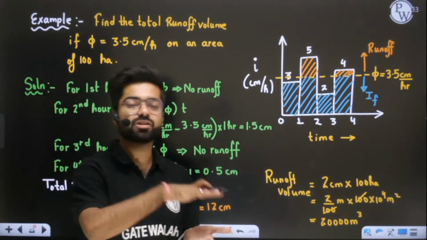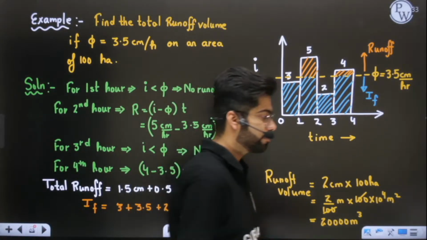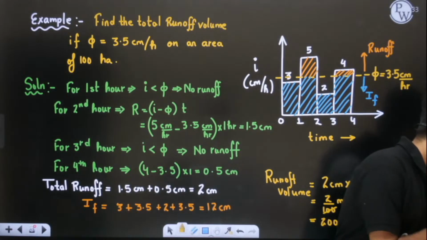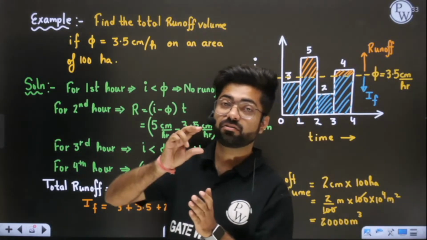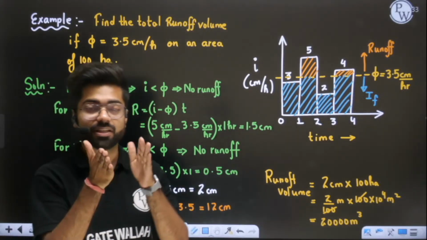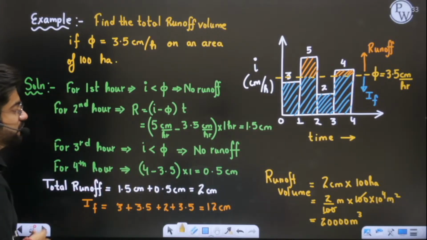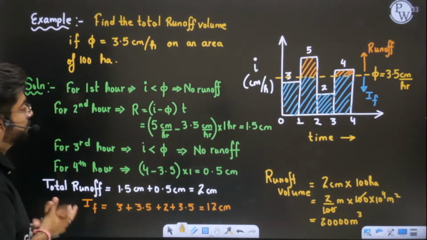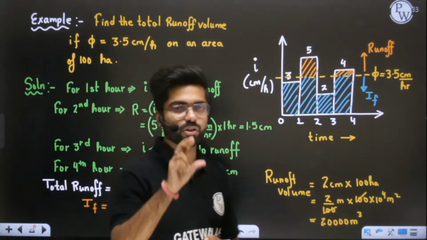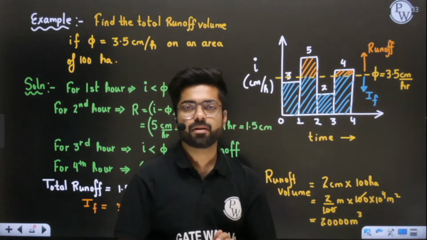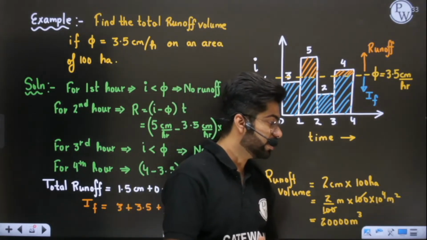How have you calculated this? With the help of phi index. Okay, you have calculated, Sushil, with the help of phi index. So I hope the application of phi index is clear to you. The application of phi index is to evaluate runoff. Yes or no? Tell me. Once you get runoff depth, you will multiply that by the area. You will get runoff volume. Is this thing clear?